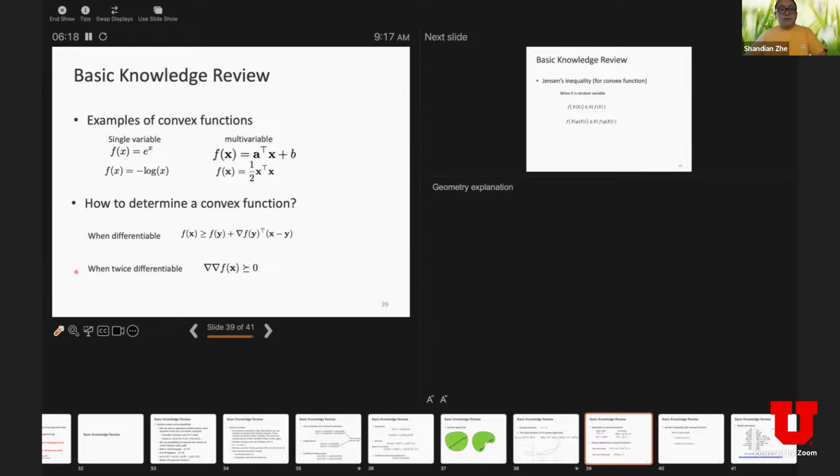The first one is that if your f of x is differentiable, then if you can show that for arbitrary x and y, f(x) is always bigger than or equal to f(y) plus the dot product between the gradient at y and x minus y. So I want to ask, what does the right-hand side mean geometrically? Any thoughts?